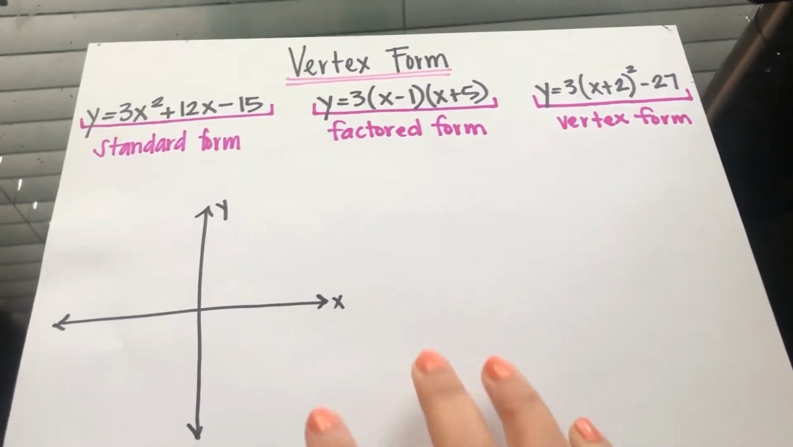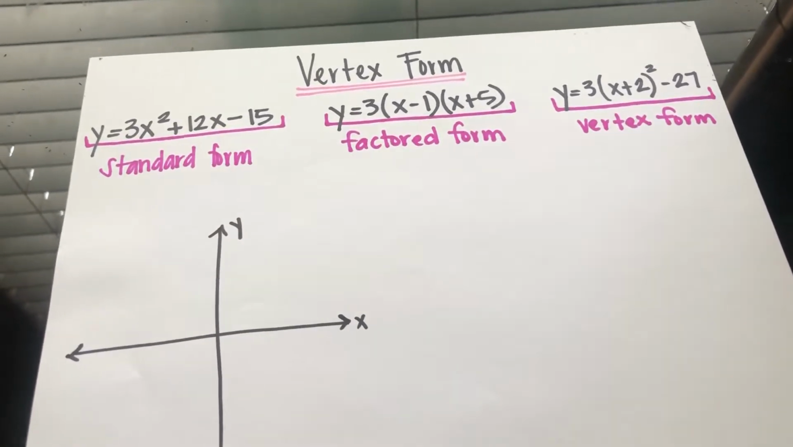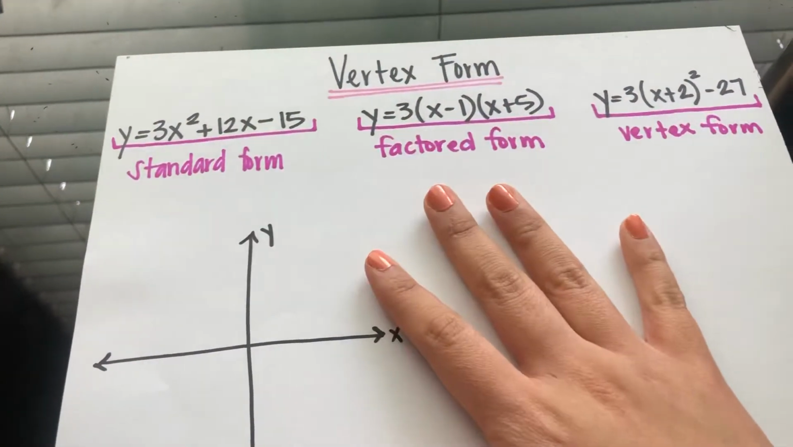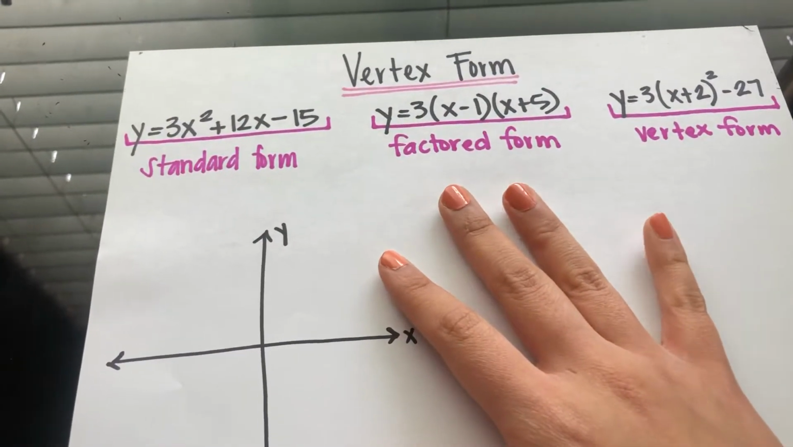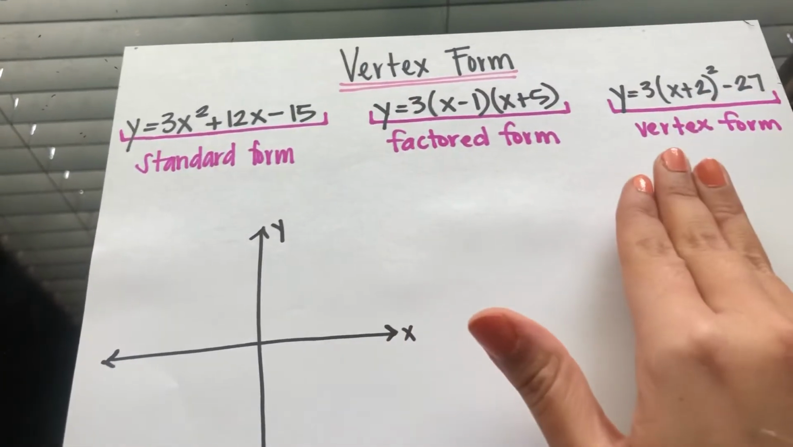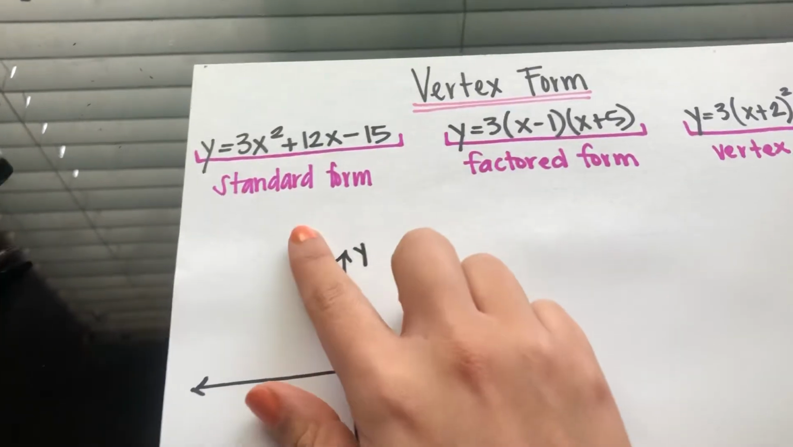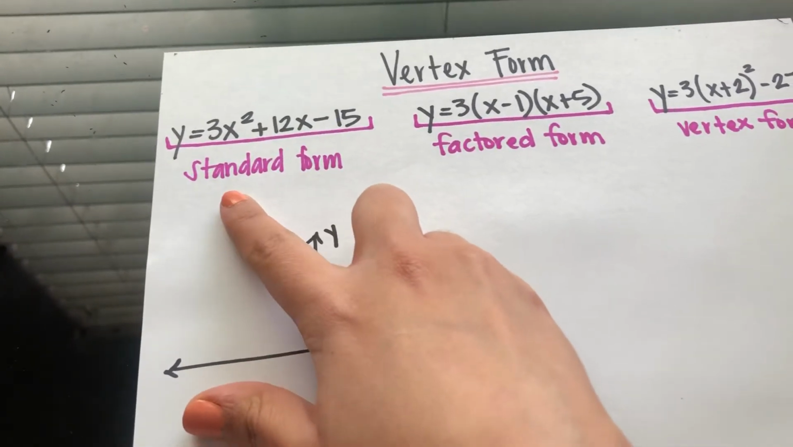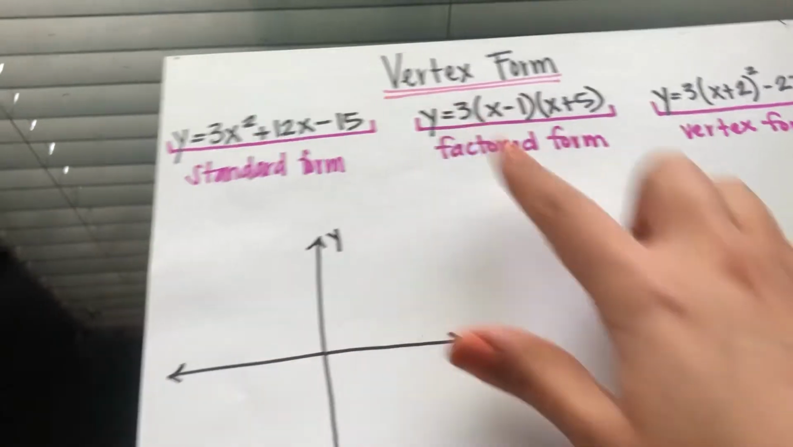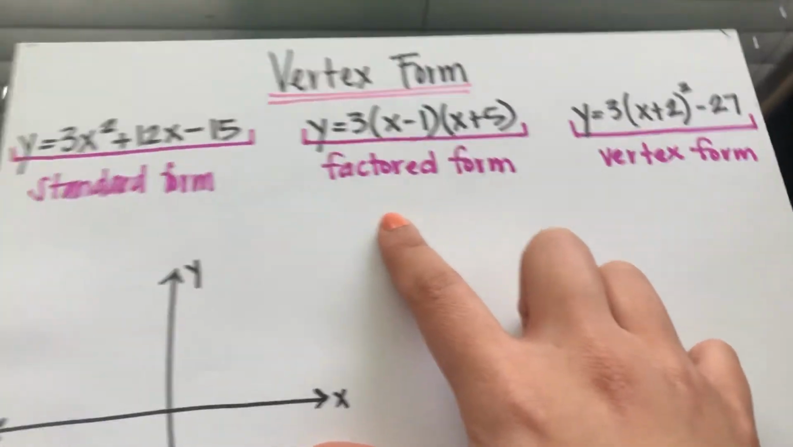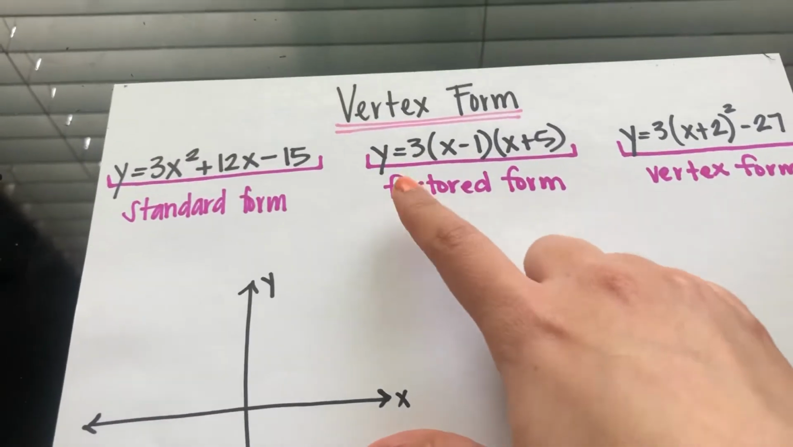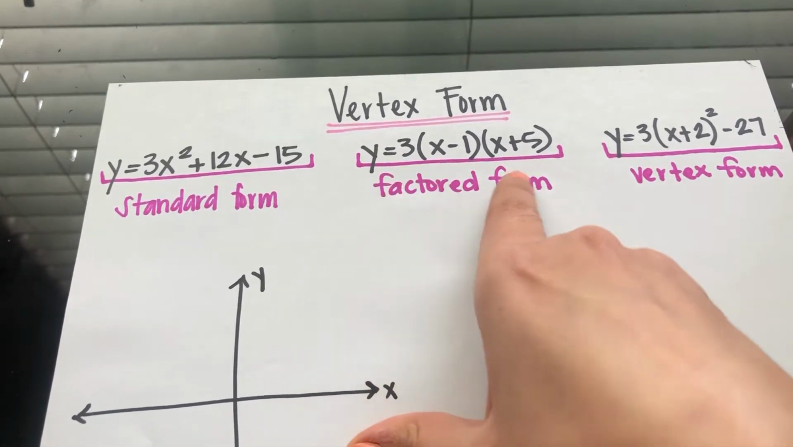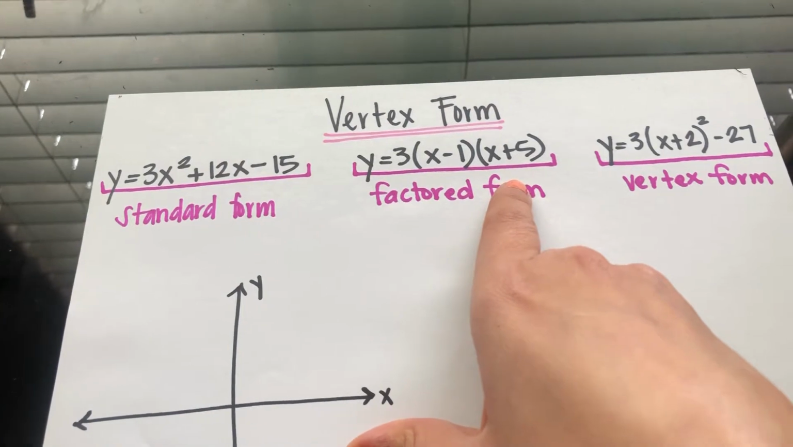Good morning. Today we're gonna learn about vertex form. But before we do that, I wanted to go over what we have learned so far and how that transferred to vertex form. So first of all, we know that this would be a quadratic in standard form. And then we also learned factored form, and as you can see, this one is factored completely. They factored out a 3 first, and then we have the factors.